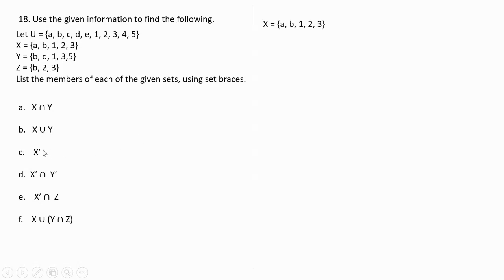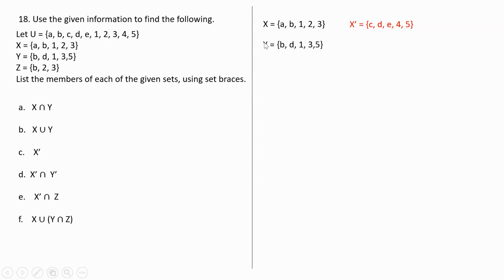Okay, now, since we have to find the complement of X and the complement of Y, let me do it here on the right side. The complement of X means that you're going to go to the universal set, and whatever X is, it won't be that. So for example, not A, not B, not 1, not 2, not 3. So what's left will be C, D, E, 4, 5.